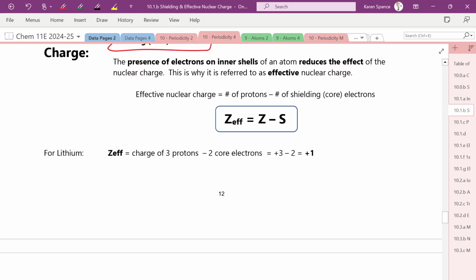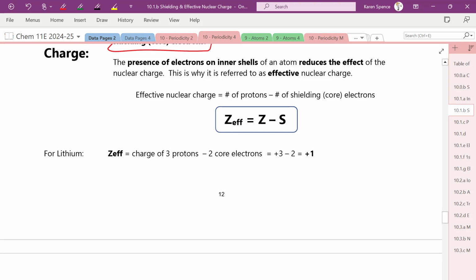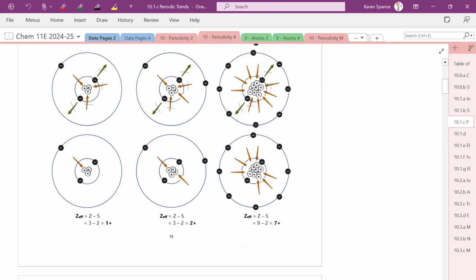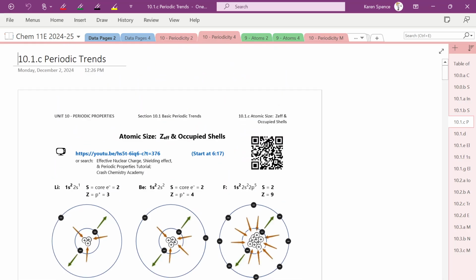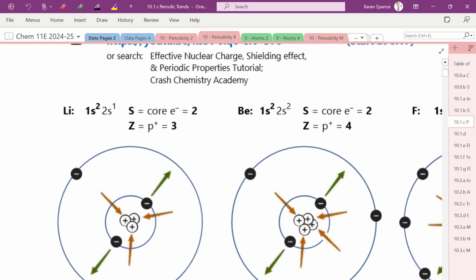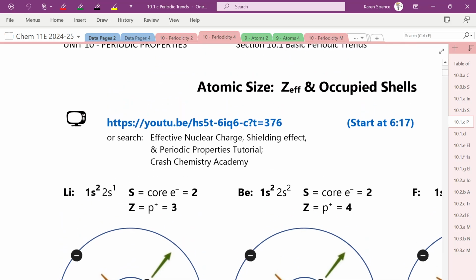And then there's some exercises, okay, which we will assign for homework. 10.1c, page 15. Here what we're going to do is we're going to look at the effective nuclear charge across a row. Okay, so this is across row 2. Okay, we're going that way.